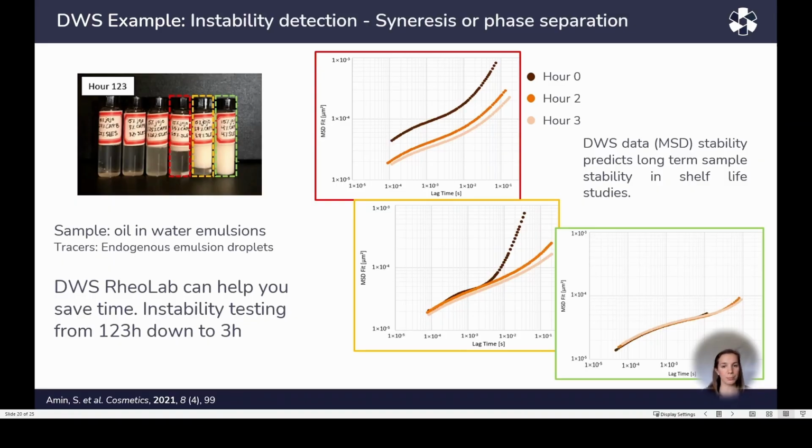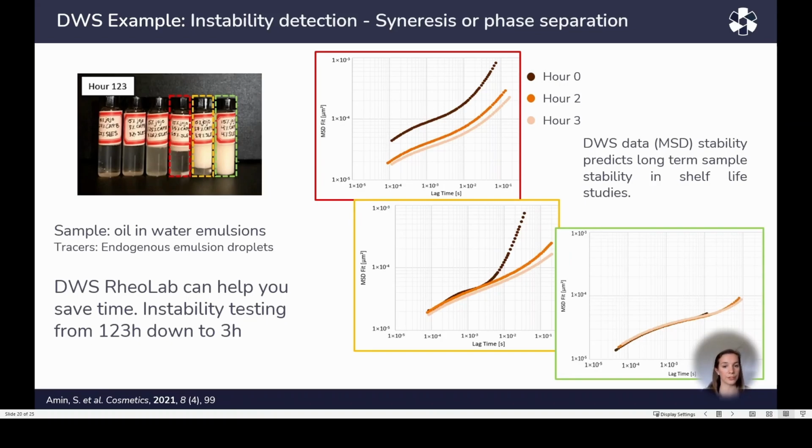The shape and position of the mean square displacement plot are changing over time, clearly highlighting that the system is changing and larger particles are forming, identifiable as ongoing destabilization. In the case of a stable emulsion, surrounded here in green, no change in the mean square displacement could be seen.